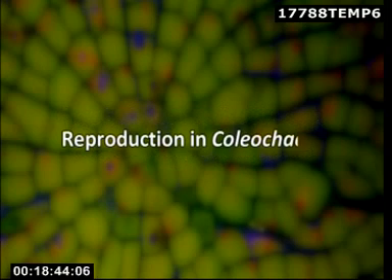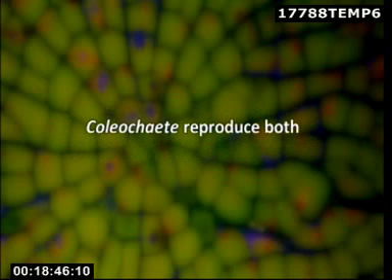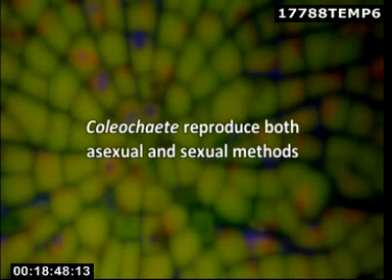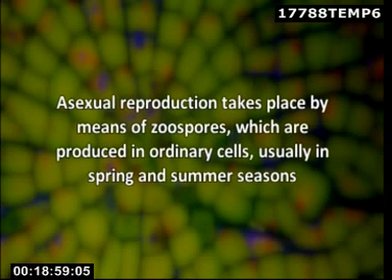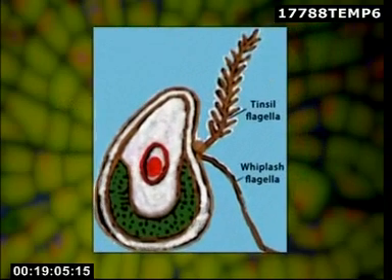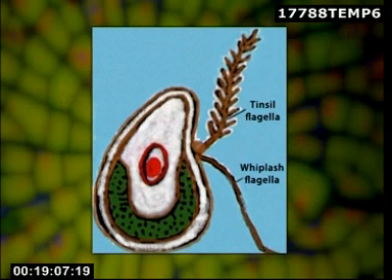Now we come to its reproduction. In Coleochaete, the reproduction is both through asexual and sexual means. Asexual reproduction. The asexual reproduction takes place by means of zoospores, which are produced in ordinary cells usually in spring and summer seasons. A single zoospore is produced in each cell. The zoospores are large, white, biflagellate and uninucleate.